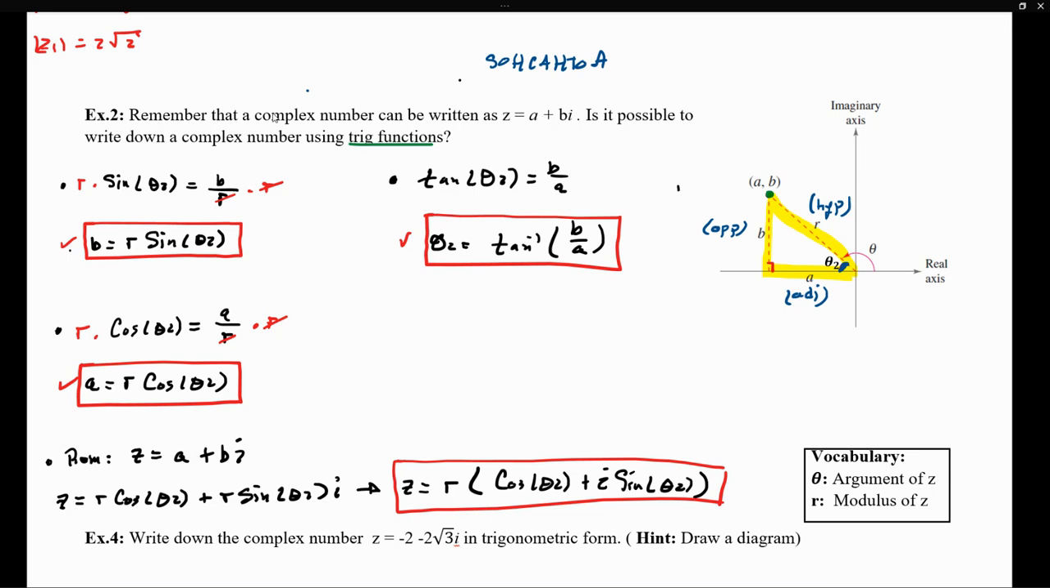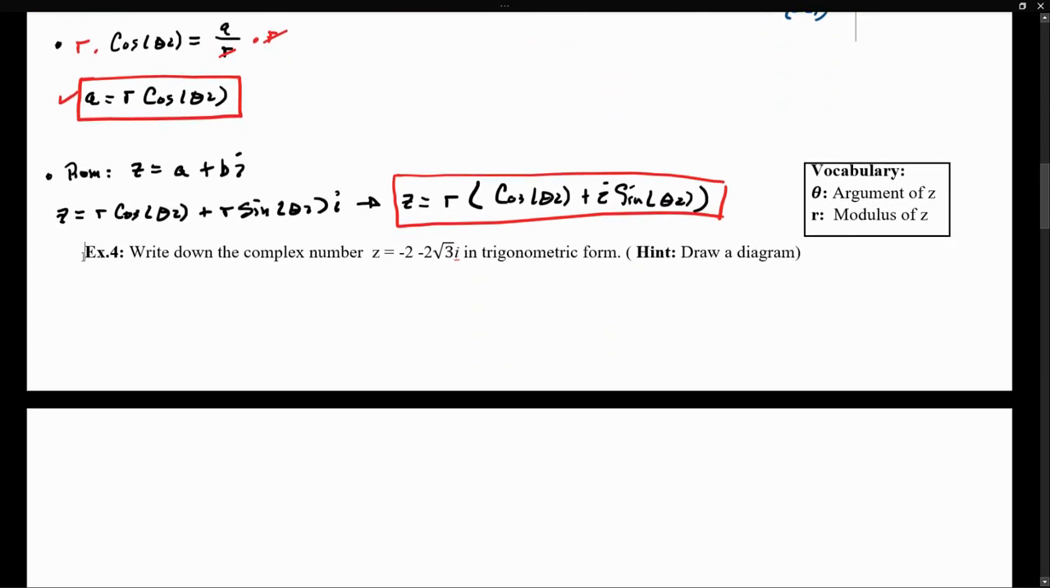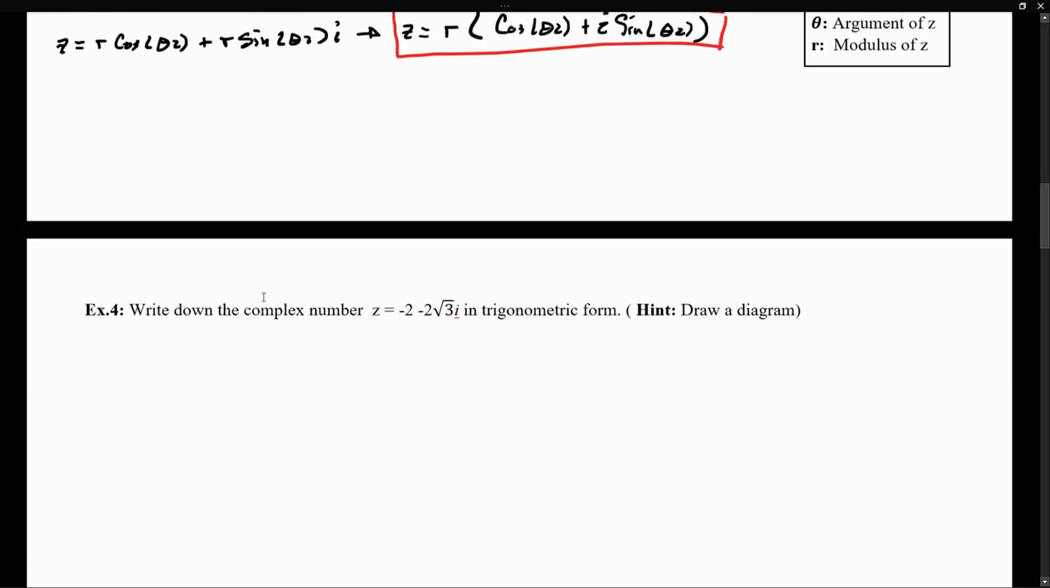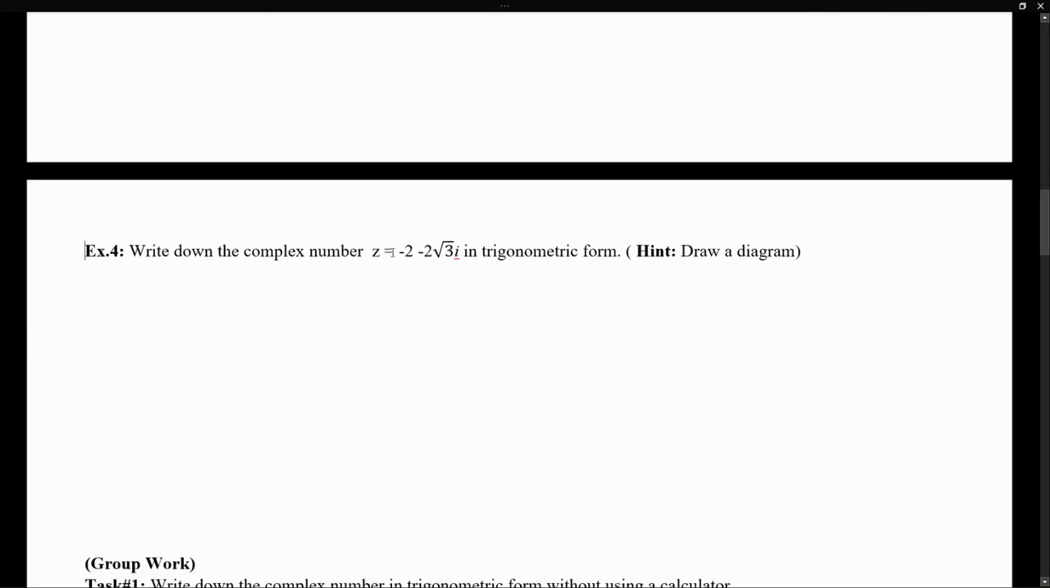Okay. Now, let's do some examples. Let's try to put everything together into a good example. Let me just make some space for myself here. Let's write down the complex number z in trigonometric form. So how do we go about this? Notice that in here, that's my real part, and that's my imaginary part. So this will be represented by my a, and this is my b, just negative 2 square root of 3. So how can we represent this number using trigonometric form?